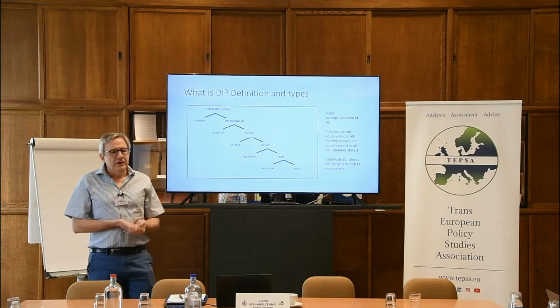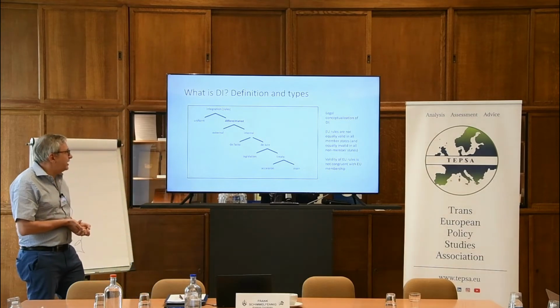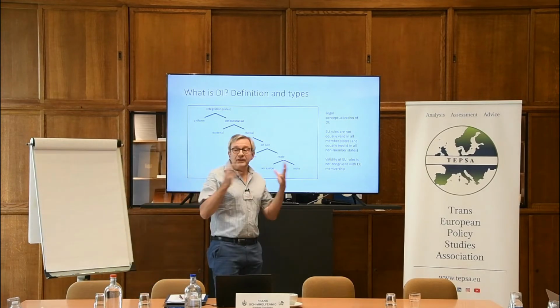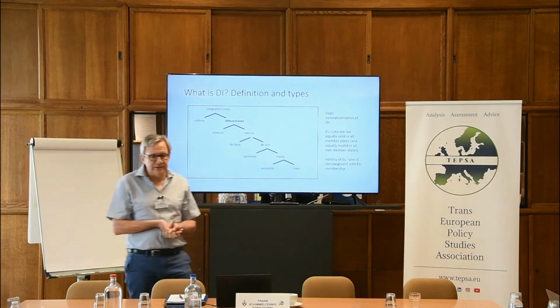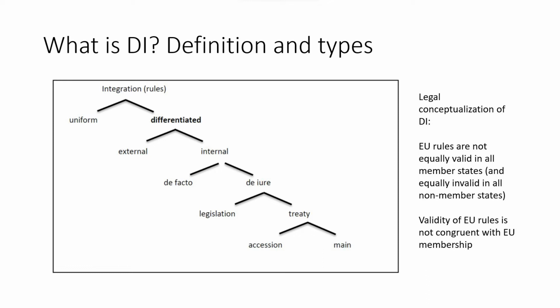We have rules that are not equally valid in all member states, and we have rules that are also legally valid in non-member states. And this is actually the distinction between external and internal differentiation. We speak of internal differentiation when EU rules are not equally valid in all member states. That is, when individual member states do not participate in specific EU policies. Whereas external differentiation means that non-member states buy into specific policies, selectively integrating into the European Union's rules and policies without becoming members of the European Union.